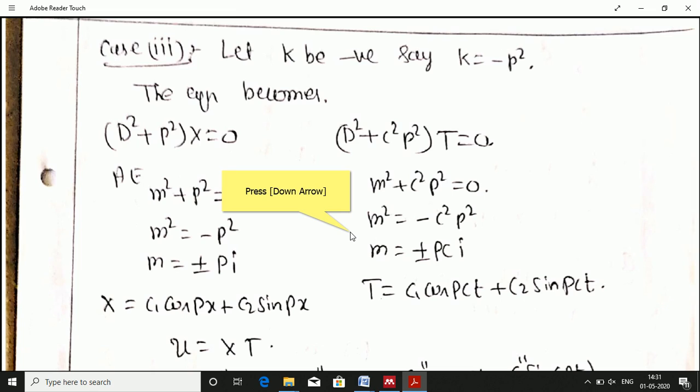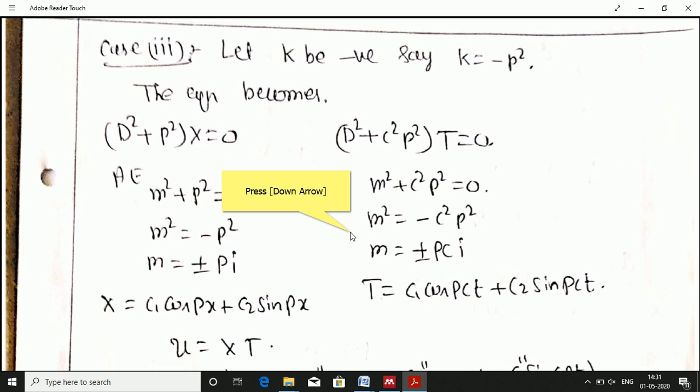So the auxiliary equation is m² + p² = 0, m² = -p², or m = ±pi. The roots are complex, so the solution for capital X is c1 cos px + c2 sin px. Actually c1 double dash cos px + c2 double dash sin px.